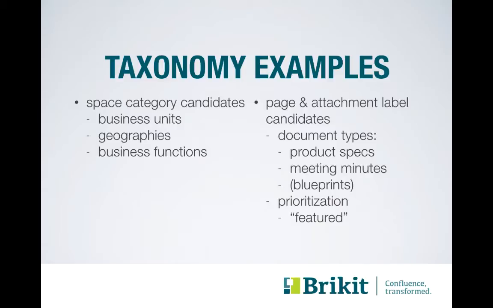If I'm looking for candidates for space categories, I'm going to be looking at business units, geographies, business functions, that kind of thing. Right? On the other side, if I'm going to be looking for candidates for page or attachment labels, I'll be considering things like document types, like product specifications or meeting minutes. In fact, Confluence's blueprints do a good job of this already, so you can look at those for several examples of that kind of thing. Another example that we like to pursue is prioritization. So for example, using a label called featured on important blog posts that we want to feature on a home page.